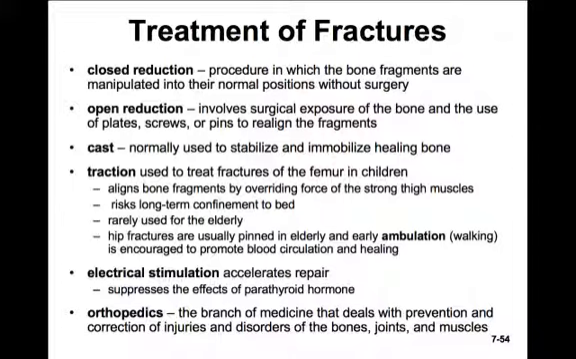Now, there's a number of different ways that fractures can be treated. A closed reduction is where the bone fragments are manipulated back into their normal positions without surgery. However, an open reduction involves surgical exposure of the bone. Sometimes it involves use of plates, screws, or pins to realign the fragments and hold them in place. And the bones will go ahead and heal around these accessories. Most often, the bone is going to be immobilized to stabilize the pieces and allow healing of the bone. This is done in a cast.